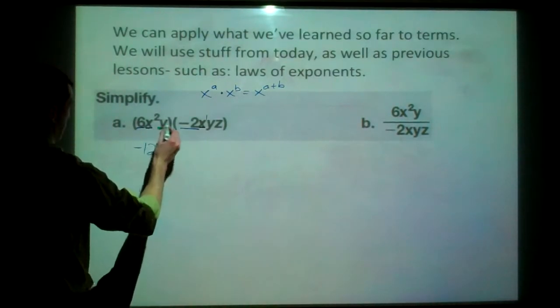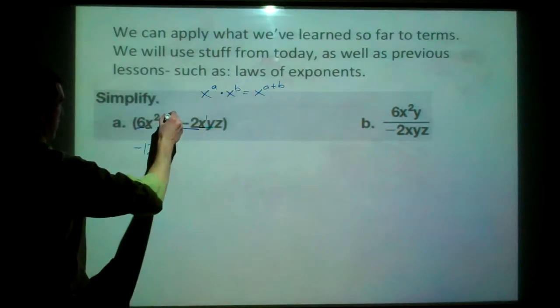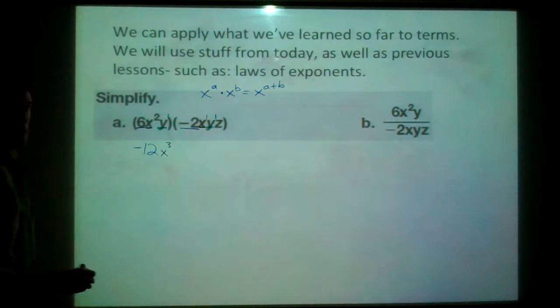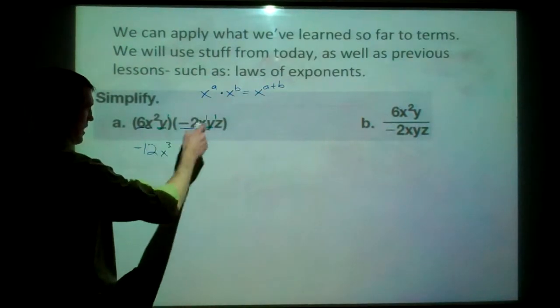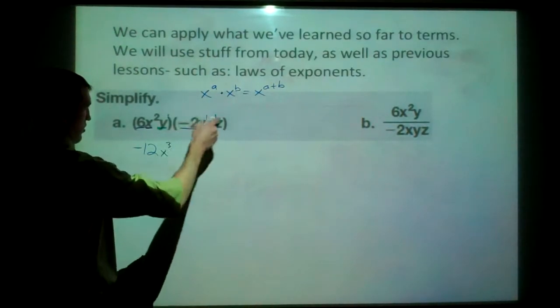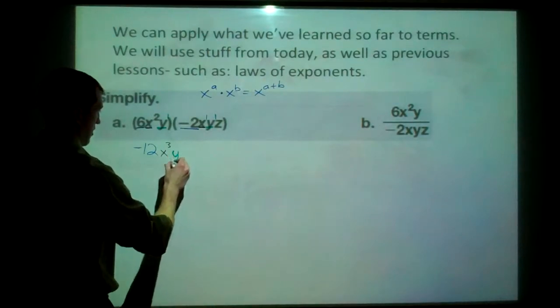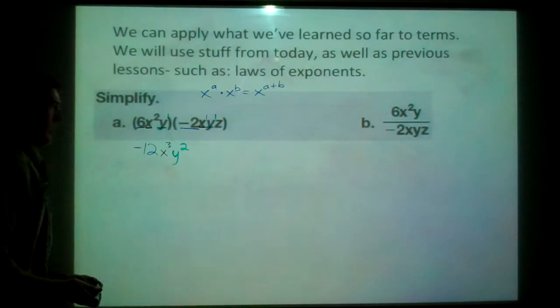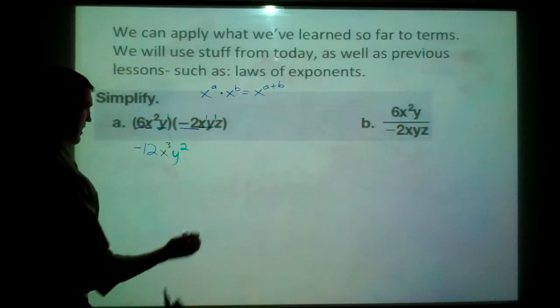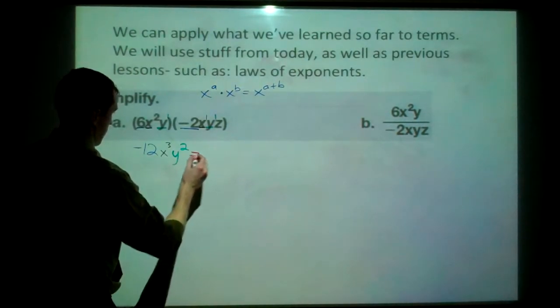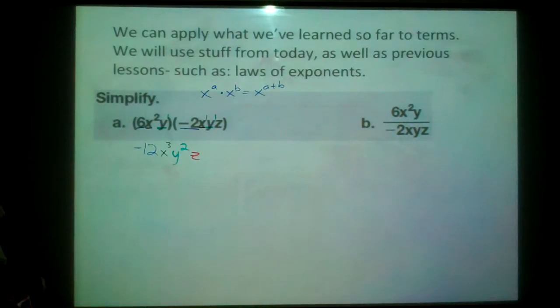Now let's look at our y's. We've got a y and a y. And they both have 1s there because there's nothing there. So same base, y and y. Exponent is 1 and 1. We add those together, we get 2. And z doesn't have anything that we can multiply it by, so it just hangs off by the side. So this would be our answer, a simplified version of this.